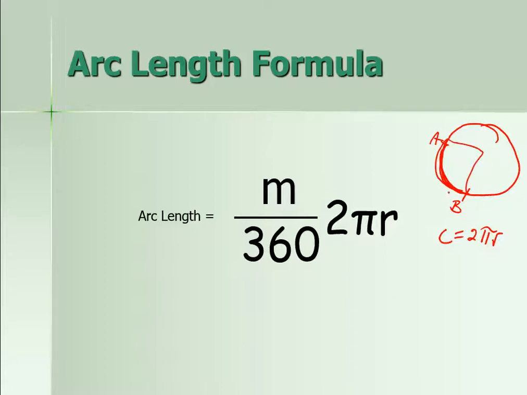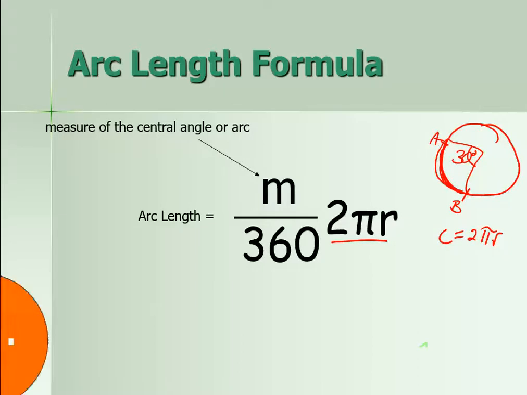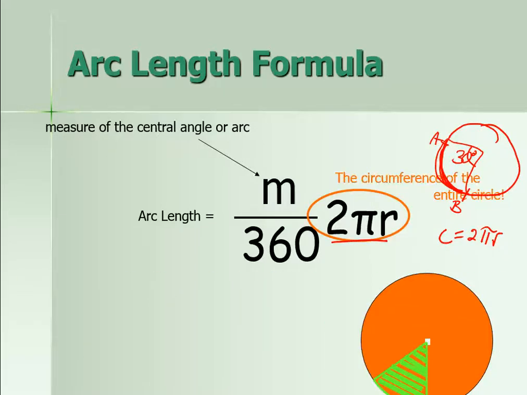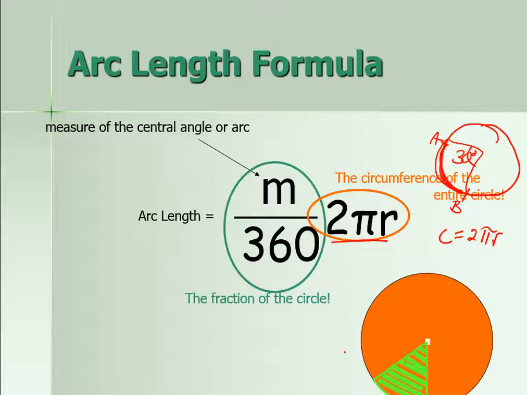Well, this part is related to however many degrees my central angle is. It's the same fractional part, only this time we're taking the fractional part of the circumference formula. So the measure of your central angle or arc over the whole, 360, times your circumference will give you the length of your arc. So the formulas are almost exactly the same. It's just that one is a fractional part of the whole area, pi r squared. The other is a fractional part of the circumference, 2 pi r.